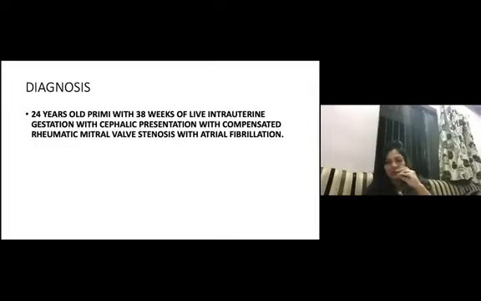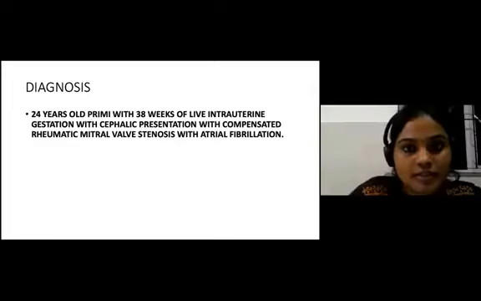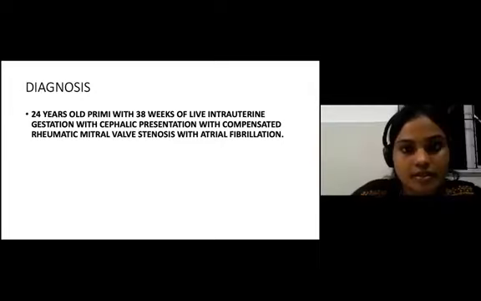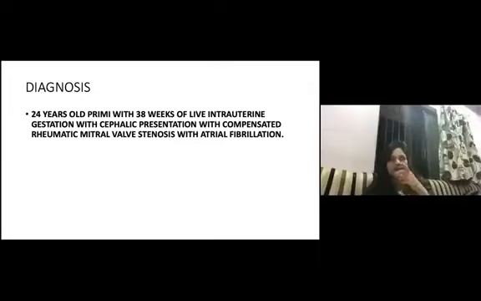Next, her right heart failure. Hepatic congestion: if there are features of right ventricular dysfunction or right heart failure, there will be deranged, increased total bilirubin, ALP, AST, everything. Yeah, right heart failure, ischemic hepatitis.